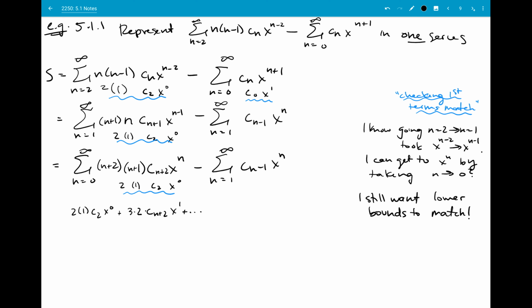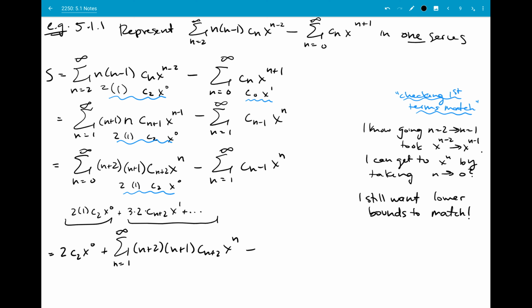So the series still represents an infinite sum of things. I can always just pull the series apart. I can think about this part and this part separately. So I've got 2c2 x to the 0, and then plus everything else. I still use this n plus 2 times n plus 1, c n plus 2 x to the n. But I threw away my first term at n equals 0, so I start from n equals 1.